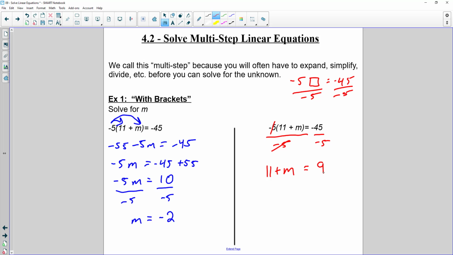So I'm left with a much simpler equation: 11 plus m equals 9. I'll subtract 11 from both sides now. I'll get 9 minus 11, so m is -2. Again, you can see the exact same answer on both sides. It doesn't matter which technique you use. I would give you full marks on both. Depending on the type of question, both techniques are good, and maybe one is preferred over the other.